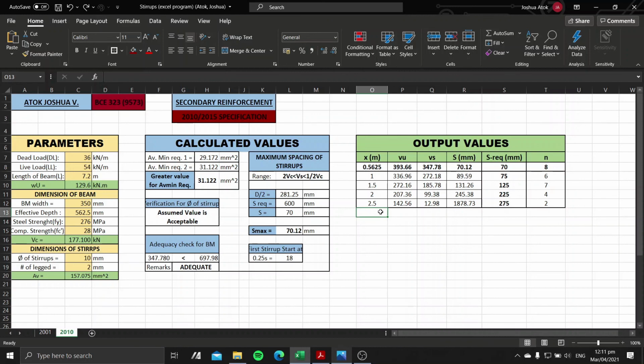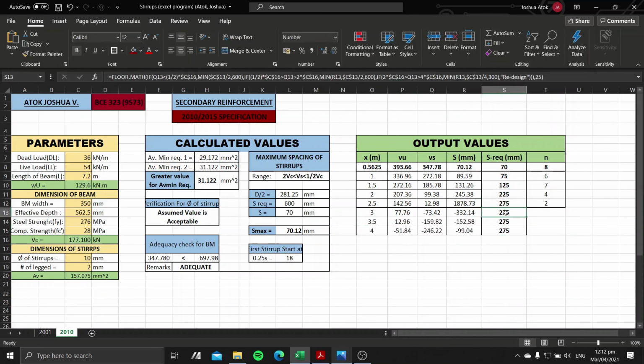So, for me to show, we are going to input value of 3, 3.5, and 4. So, notice that the value of our S required is consistent all through, meaning the number of bars required here will be also consistent at 2. After the value of 4 of number of bars, other stirrups will follow a spacing of 275.